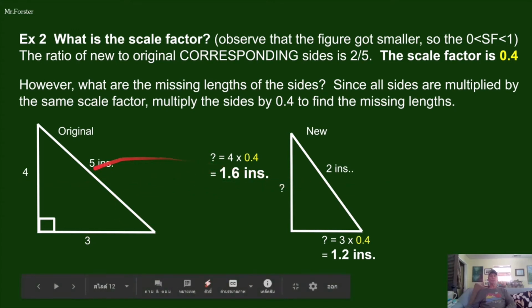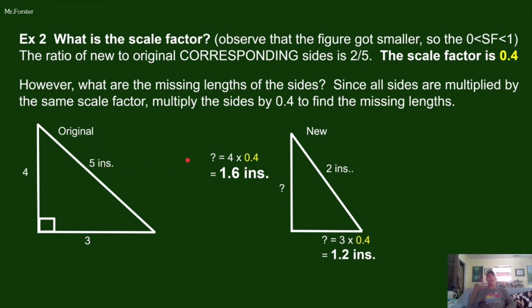Now, we just drew this by ourselves, so it may not look similar in shape, but it is the same shape. So, observe that the figure got smaller. So we know that our scale factor has to be less than 1. And so that will help me.